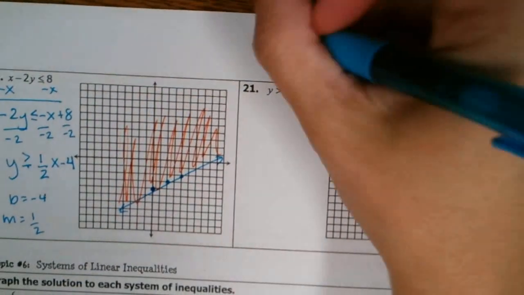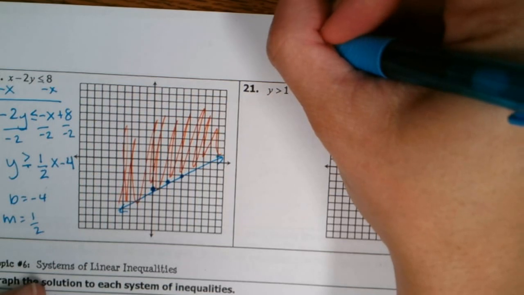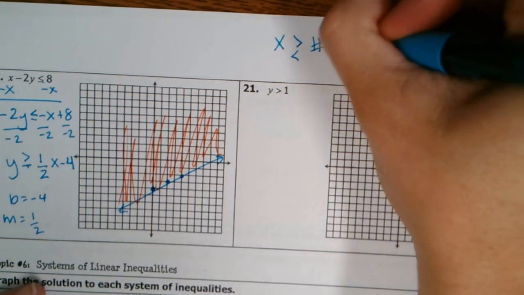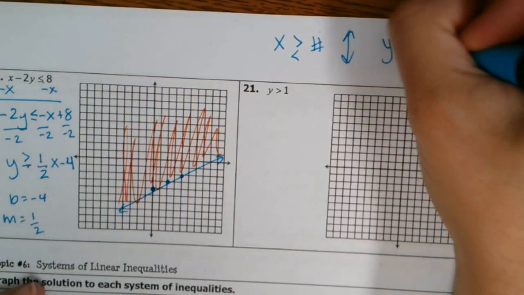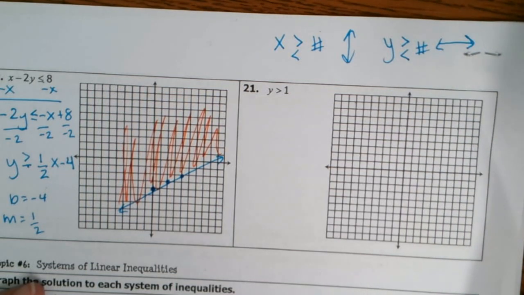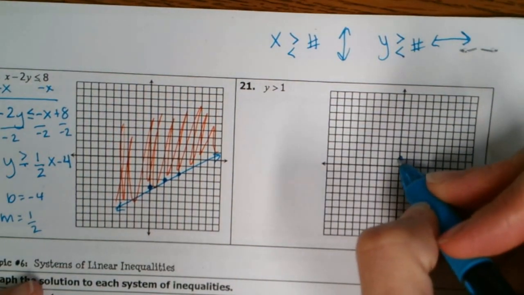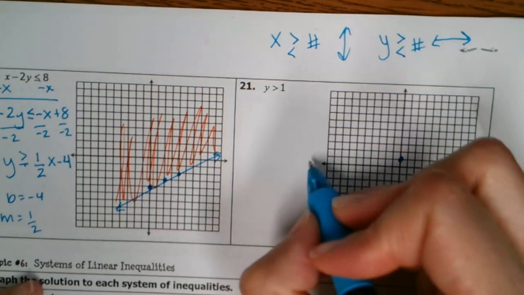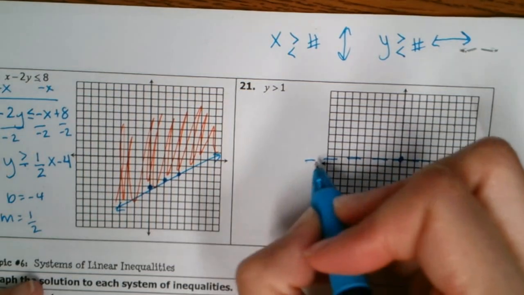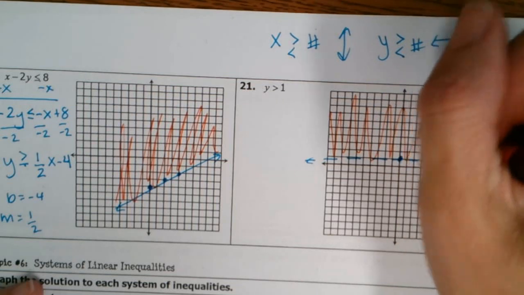Next, we have to remember that if I have x greater than or less than a number, my line's going to go this way. If I have y greater than or less than some number, my line's going to go this way. So this says y is greater than 1. So I go to my y value of 1. It's dotted, and I go like this. It's greater than, so my shading is going to be above.